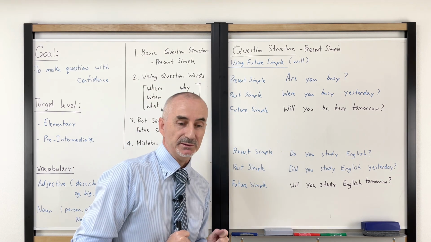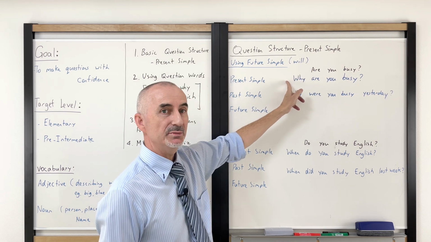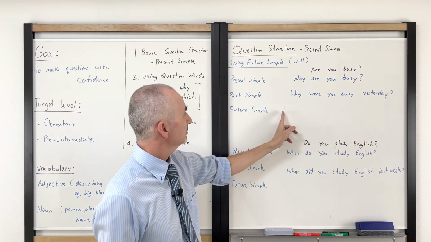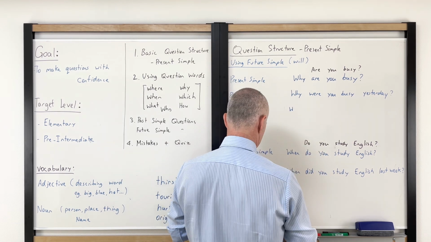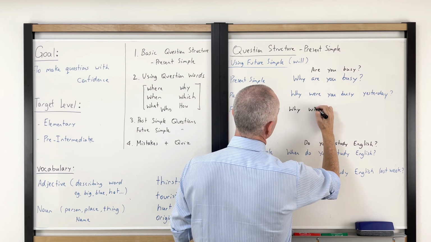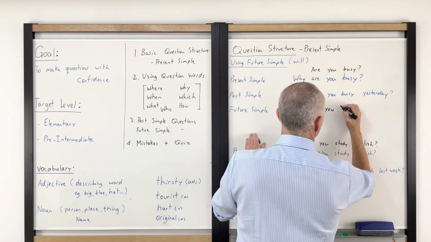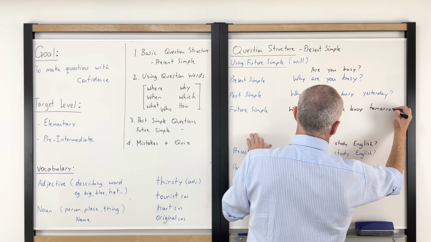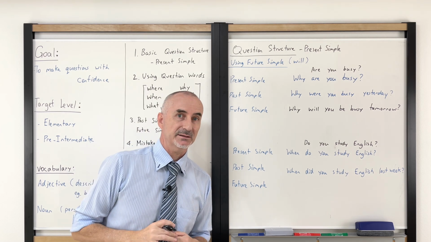using question words also. So we have, are you busy? Add a question word. Why are you busy? That's present simple. Past simple, why were you busy yesterday? To make the future simple, we would just say, why, let's change the color. Why will you, don't forget to add in the be. So why will you be busy tomorrow? Why will you be busy next week?